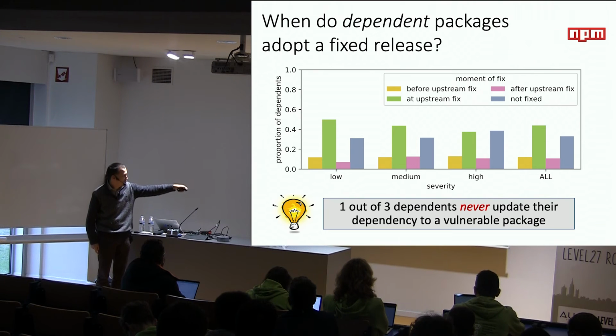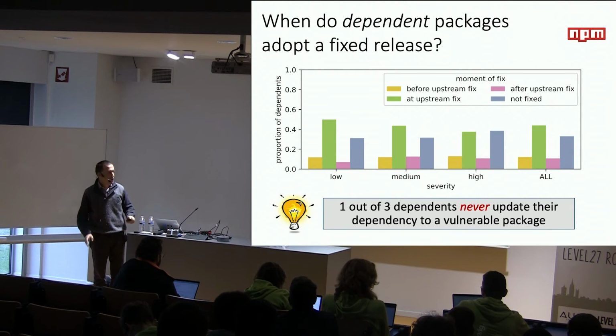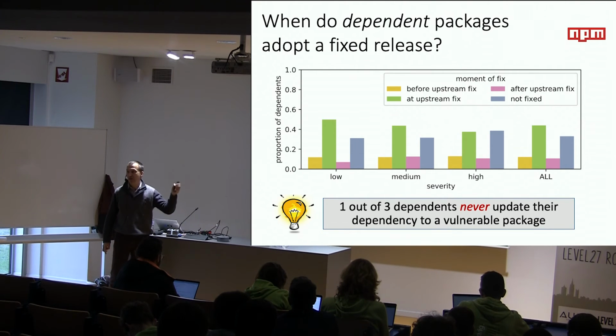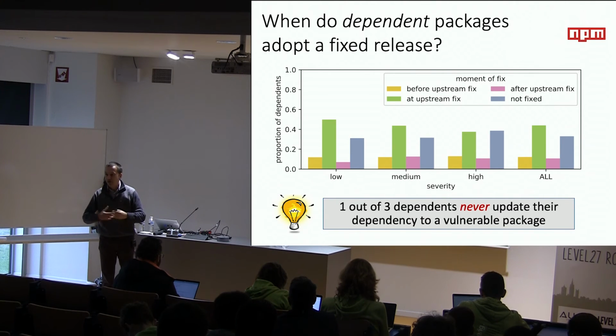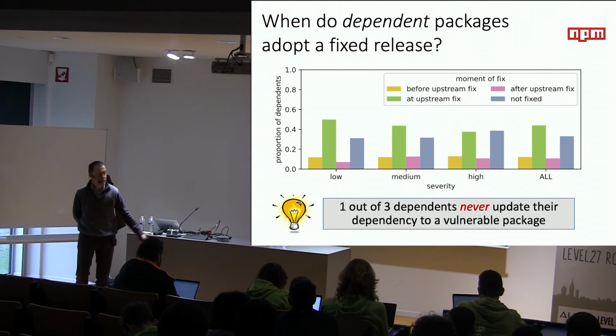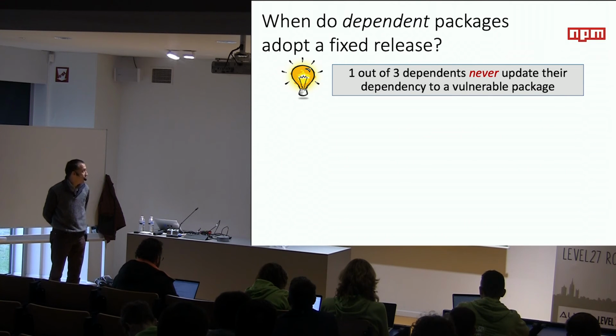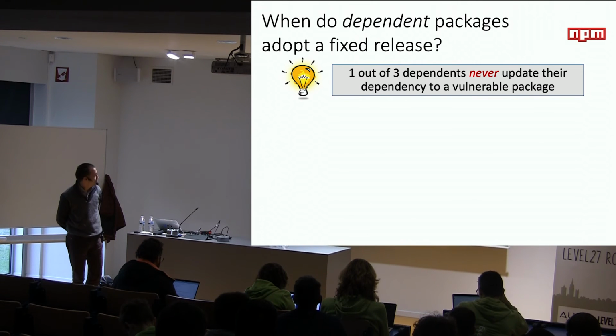And here you can see the proportions. The proportions in blue are somewhere around 30 to 40%. Which means that 1 out of 3 packages that depend on a vulnerable package never update to a fix of this vulnerability. This 33% corresponds to the 37% of websites. So that's really annoying. What are the possible reasons for this?